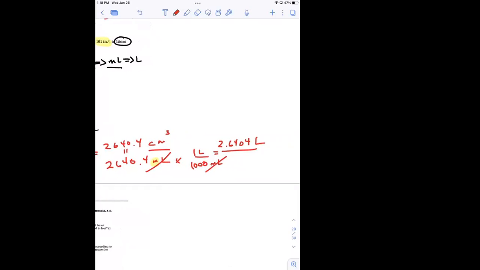And we can take that and also take that down. Let's say I ask you to report that in 3 significant figures. What would your answer be? 2.64 times 10 squared. Yeah, we don't need it in scientific notation because it's already to the tens, so we're good. So 2.64 liters.